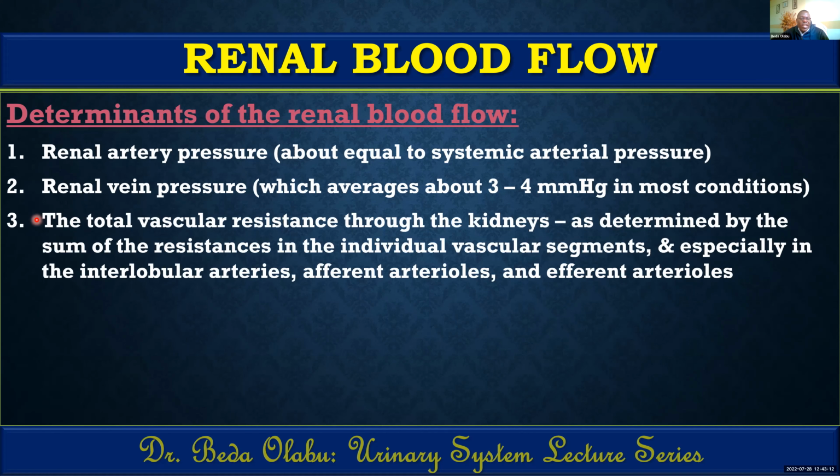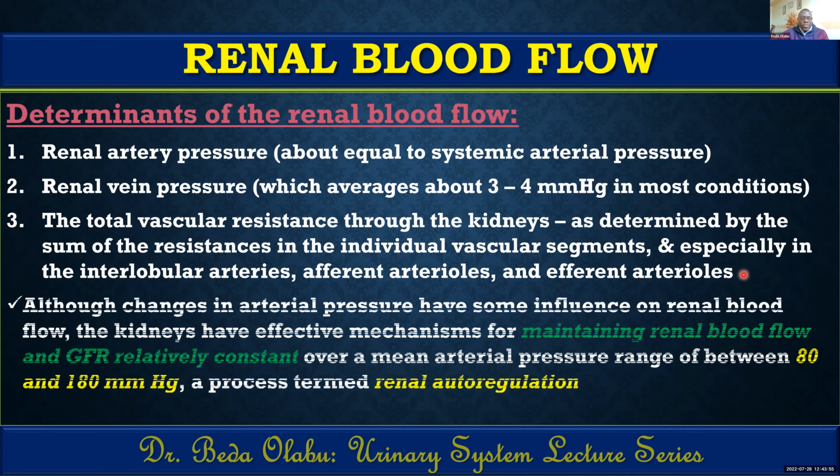which is the third parameter that actually affects renal blood flow, the vascular resistance through the kidney. And this will be determined by the various vessels, especially the interlobular, the afferent, and the efferent arterioles. Those are the key determinants of total vascular resistance within the kidney. So the resistance offered by those vessels will also affect blood flow. If the resistance is high, the flow is low. And if the resistance is low, the flow is high. Remember, flow F is equal to the pressure gradient between 2 points divided by the resistance between those 2 points.